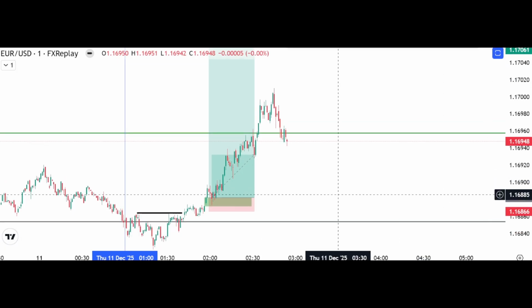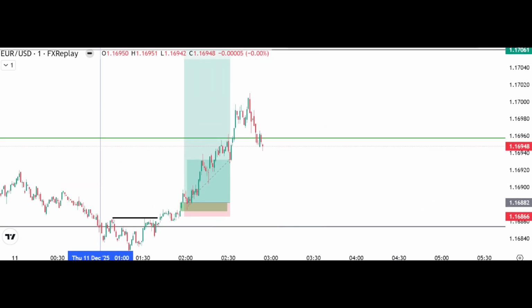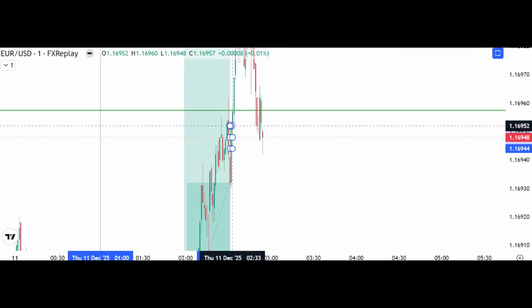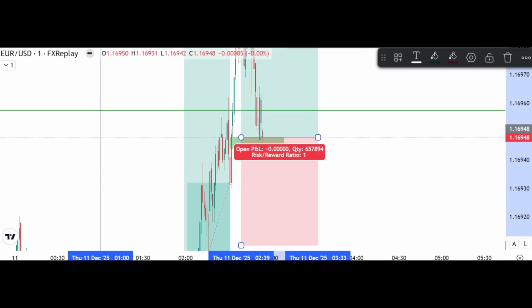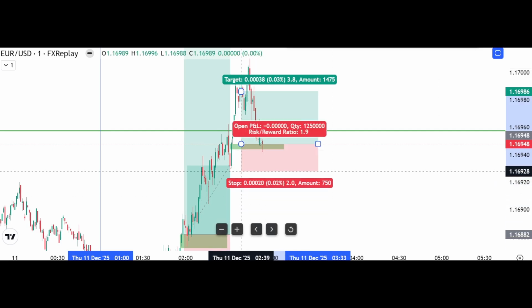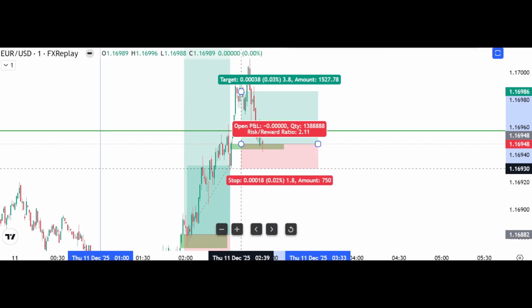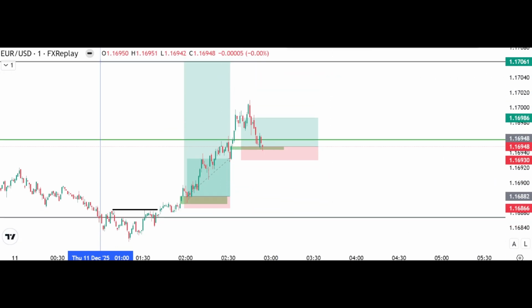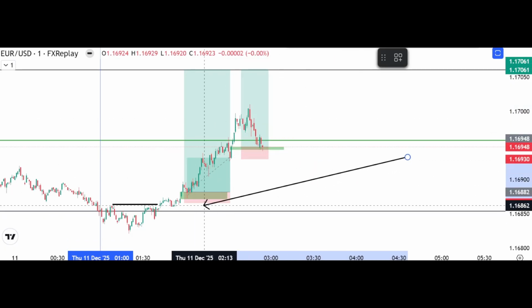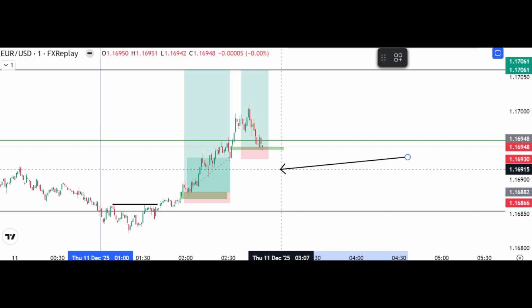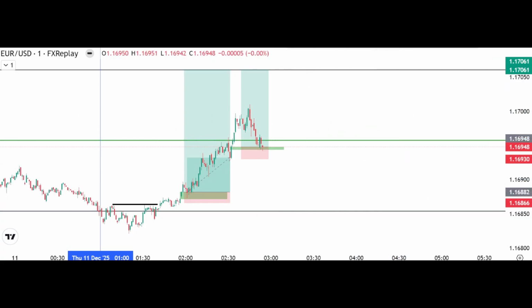Price always gives many chances. As you can see, we could have entered again. Yeah, we can enter here again. Let me zoom in. Stop loss below the first fair value gap candle where the candle started, and take profit. Same thing. You can break even the first one and be risk free. You can re-enter again to keep going higher.